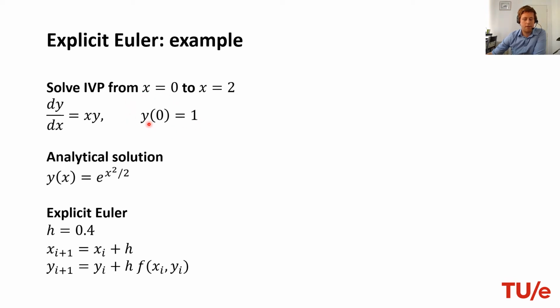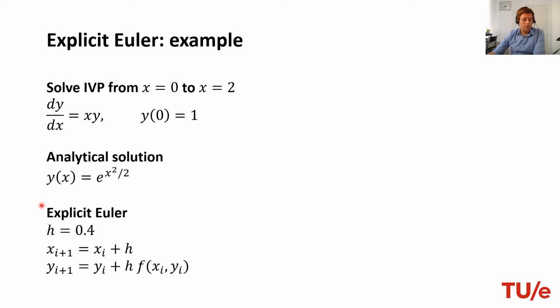And we have an initial condition here. This initial condition tells us that the function that we're looking for, when evaluated at x is 0, should equal 1. Again, we can find the analytical solution for this problem. Through separation of variables, for instance, you can find that the function y is e to the power x squared over 2 satisfies this initial value problem. You can verify this by taking the derivative here.